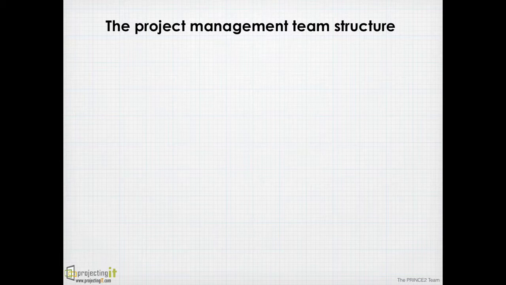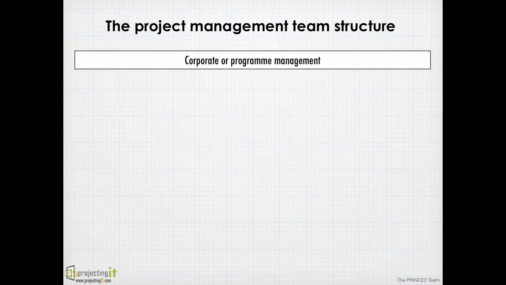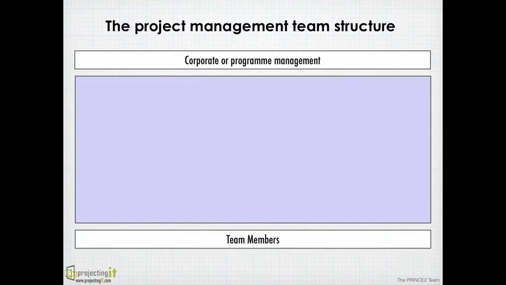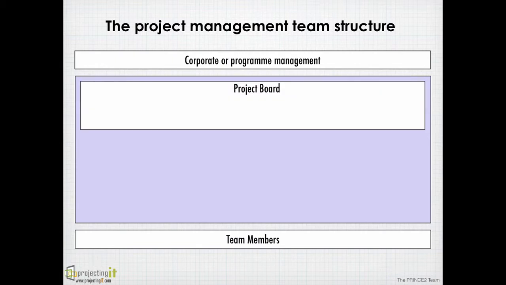Let's look at the PRINCE2 project management team structure. The project management team comprises roles that will get involved in project decision making, developing the products and managing them. Corporate or program management is not involved in the team. They appoint the project management team that sits between corporate and the team members. Corporate or program management provides the mandate that triggers the project. The corporate appoints the project board, who will be responsible for providing direction to the project.